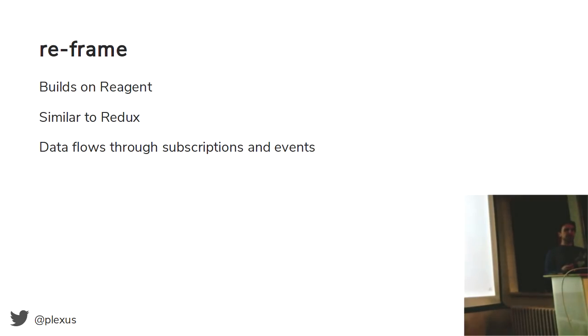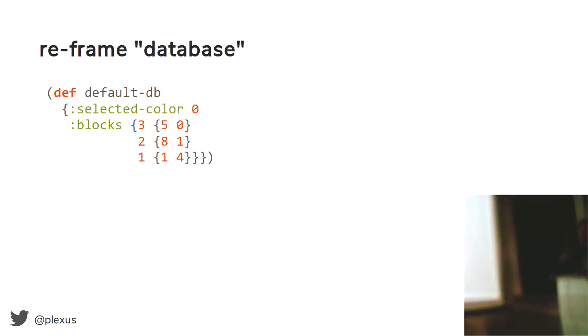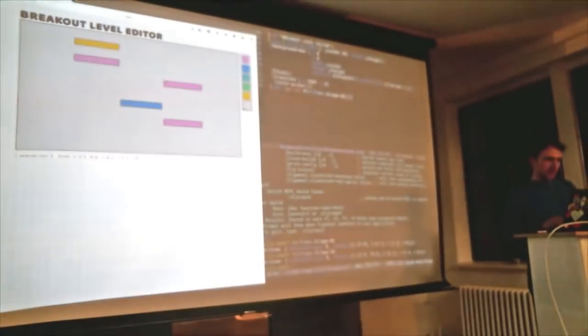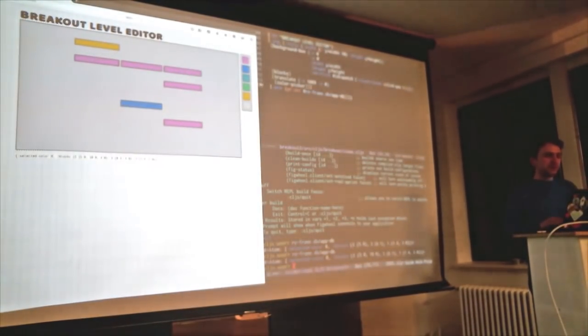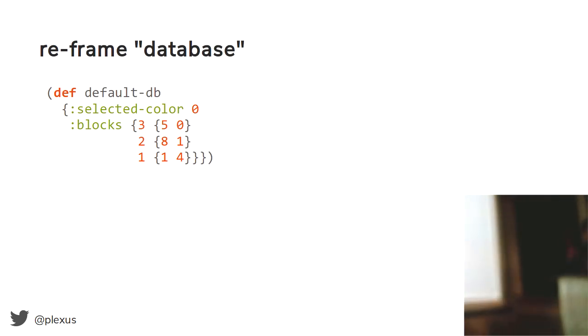And so in re-frame, you have a central data store, which they call their database, and then you have subscriptions. Your data flows through subscriptions to your components, and then your components trigger events which update your database. So you give it a starting value. For instance, what we're talking about is this here. This is a level editor, so to say, for the classic retro breakout game. So this is my initial state. There's a selected color, and then I have a nested map for the blocks. It's X, Y, color.